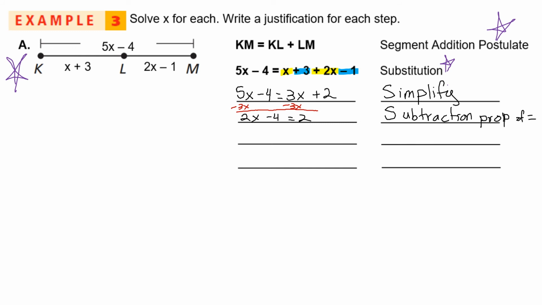Again, the important part is what's written in black, not what's written in red. Red is the work. The black is the step. Okay, so we have 2x minus 4 equals 2. What are we going to do now? We're going to add 4 to both sides. So we have 2x equals 6, and we added. So our justification is addition, property of equality.